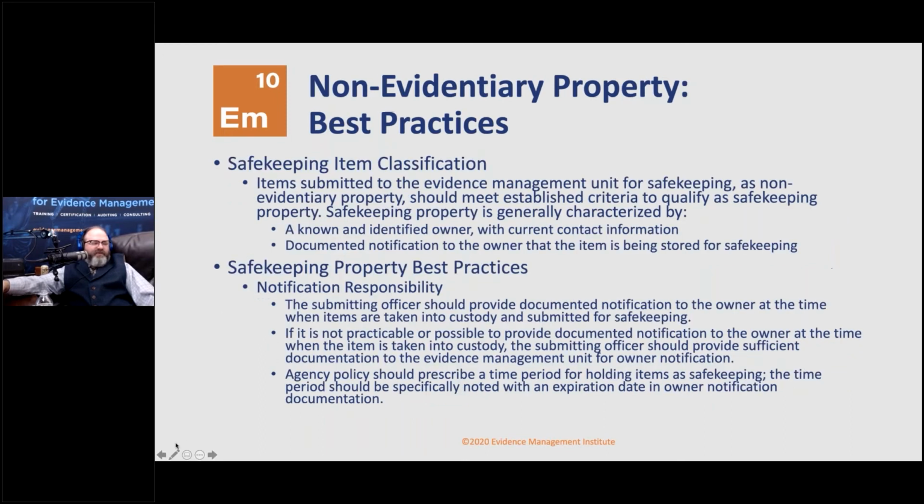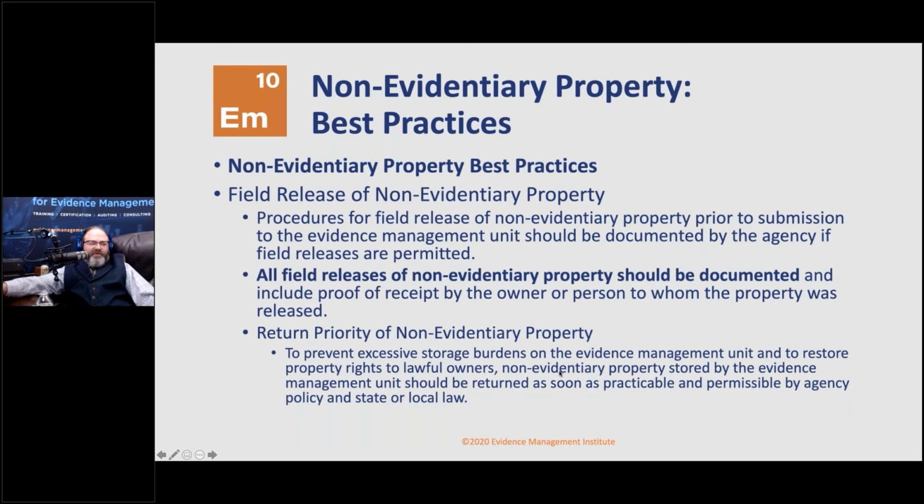Got here a note for the return priority of non-evidentiary property. Non-evidentiary property can build up quickly in your agency and overtake you if you are not diligent about getting rid of it. So for our unit, and for what I recommend for other units, make non-evidentiary property, that found property, a priority, because that's stuff that you can get out of your shop rapidly, sometimes within 30 days. Sometimes a little bit longer, but certainly not nearly as long as the cycle that you're going to have for the rest of evidence in your custody.